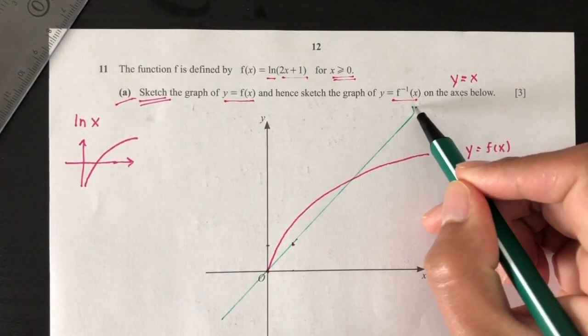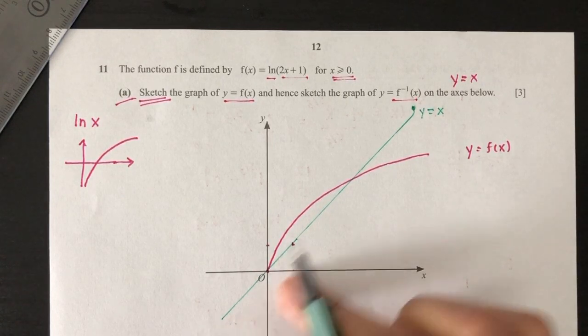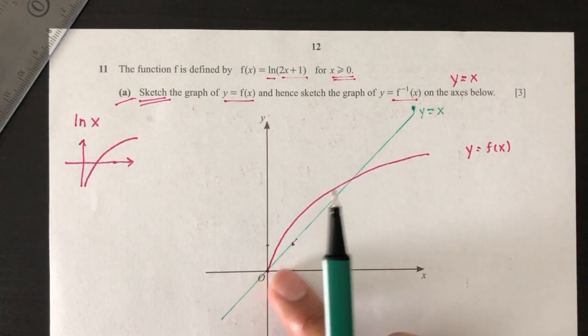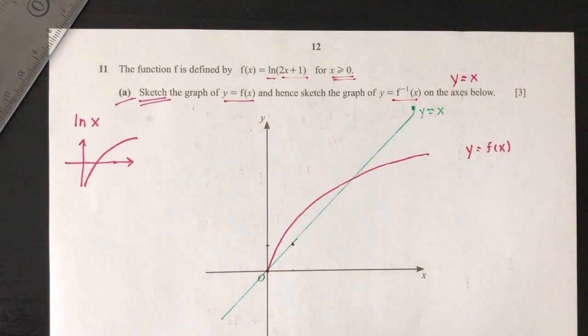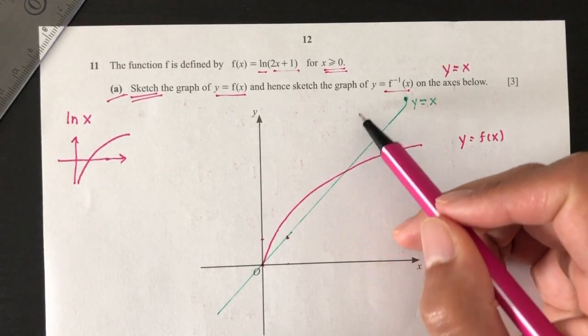So this should not be curved. This is my line y equal to x. It will be my line of reflection for my y equal to f of x and y equal to f inverse of x. So let's just do that. Try to make sure that your curve is as smooth as possible for both sides.